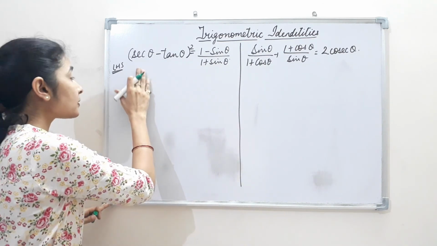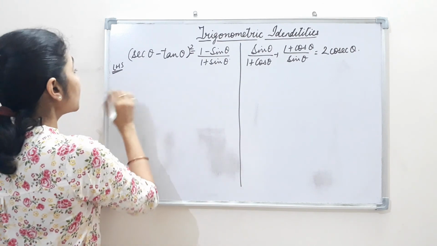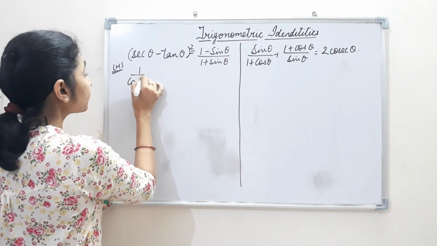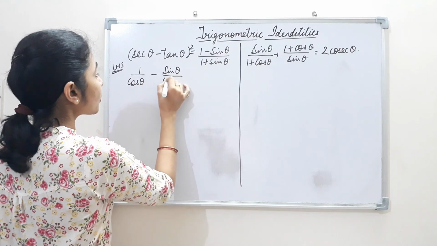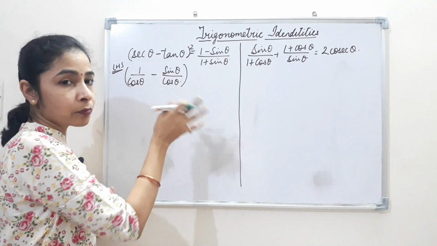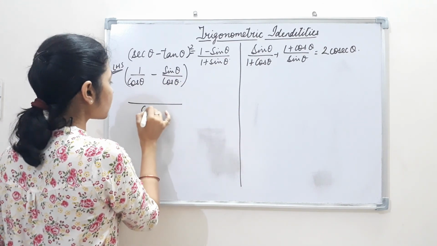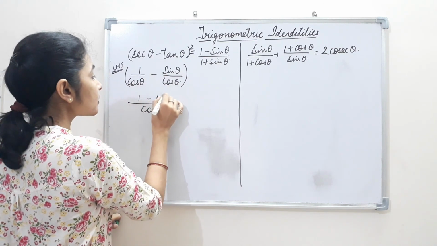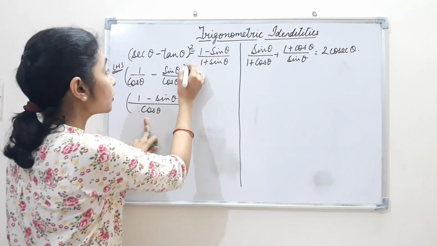Now let us change it into 1 upon cos theta and sin theta upon cos theta. So here sec theta is equal to 1 upon cos theta, and tan theta is equal to sin theta upon cos theta. Now here taking the LCM, both the denominators are the same, and that is cos theta. So in the numerator again we get only 1 minus sin theta. Now here we also have a square.